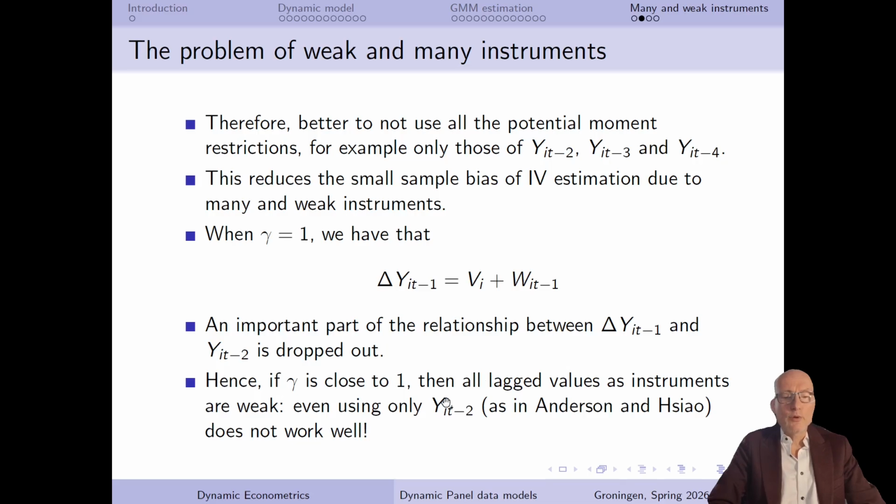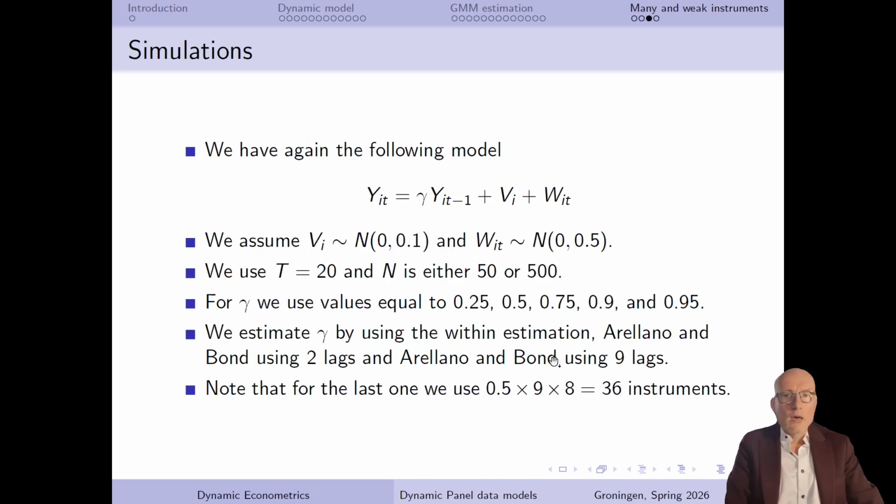Then even using y_{i,t-2}, as in Anderson and Hsiao, does not work very well. I would like to illustrate this based on a simulation, and therefore again we are going to use our model y_it = gamma y_{i,t-1} + v_i + w_it, and I'm going to assume that both v_i as well as w_it are normally distributed with 0 means, and the variances are going to be equal to 0.1 for v_i and 0.5 for w_it.